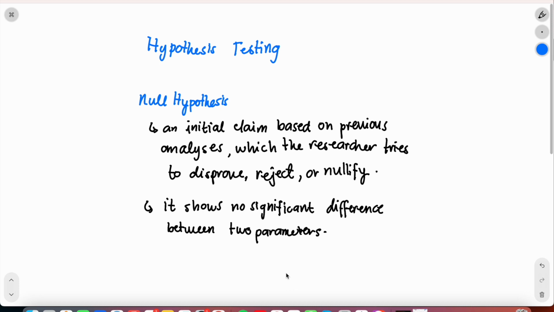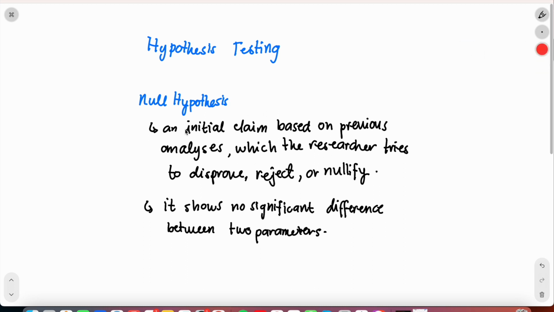So today we will be learning about hypothesis testing. In this video I want to elaborate the differences between null and alternative hypothesis, also the one-tailed versus two-tailed tests. Okay, so let's start first with the null hypothesis.